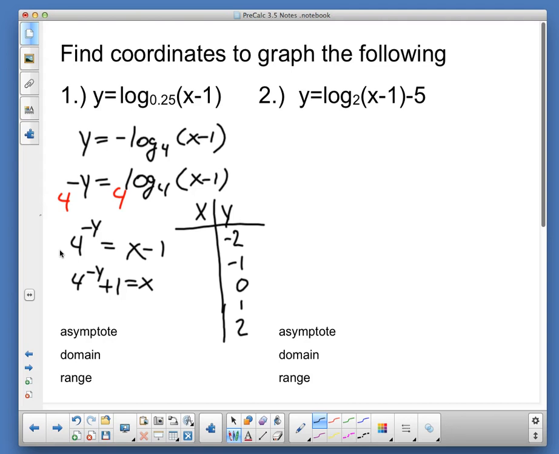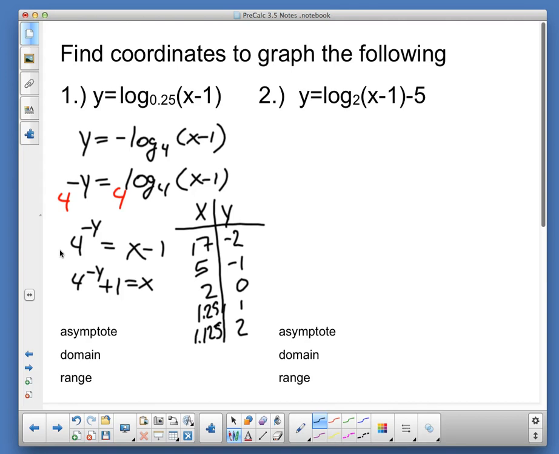For negative 2, the opposite of negative 2 is 2, so 4 squared is 16, plus 1 is 17. For negative 1, the opposite is 1, so it's 4, plus 1 is 5. For 0, I should have 2. I'll put in 1, it's 1/4 plus 1, so it's 1.25. I put in 2, it's 1/16, so that's 0.0625... okay, so it's 1.0625. Somebody has to actually write it. And I can graph that.